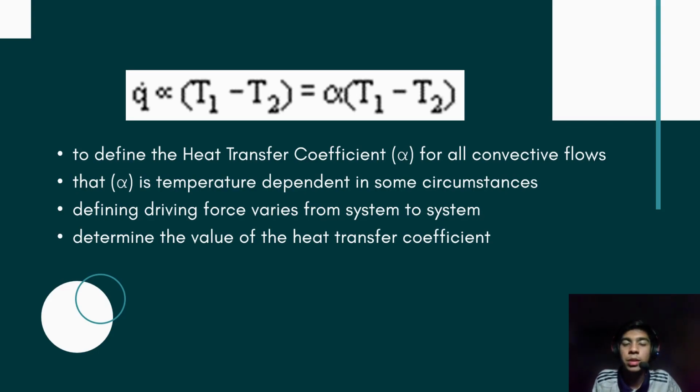The ultimate goal of convective heat transfer is to determine the value of the heat transfer coefficient as specified by Newton's law of cooling in terms of the physical parameters of the convection system.